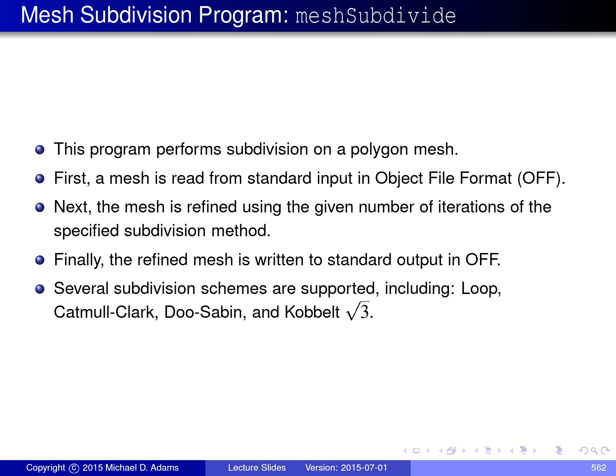Another simple example of a program utilizing the CGAL library is the meshSubdivide program. This program performs subdivision on a polygon mesh in order to produce a new refined mesh. To begin, the program reads a polygon mesh from standard input in OFF format, in other words, object file format. Then the mesh is refined by applying the specified number of iterations of the given subdivision method. And then lastly, the refined mesh is written to standard output in OFF format. And this program supports several subdivision schemes, including Loop, Catmull-Clark, Do-Sabin, and Root 3.